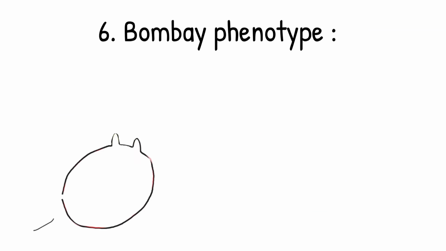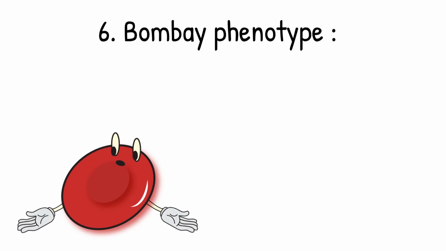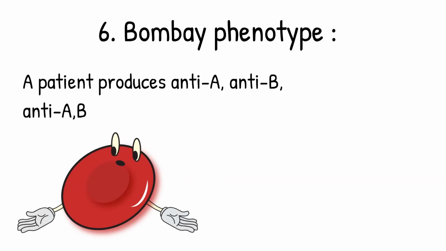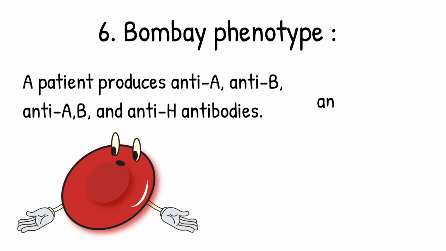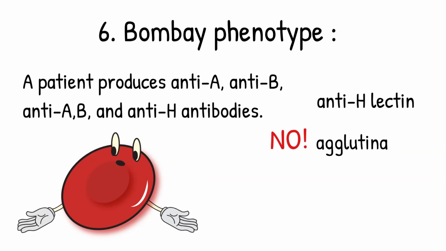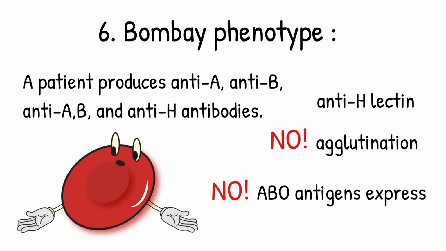Six, Bombay phenotype. This is rare, but very interesting. I may make a video about this at a later time. This patient produces anti-A, anti-B, and anti-H. We can solve this problem by testing the patient's serum with anti-H lectin, with no agglutination, because a patient with Bombay phenotype does not have the H antigen, which is a precursor structure for A and B antigens. Without H antigen, no A or B antigen can be expressed regardless of ABO genotype.